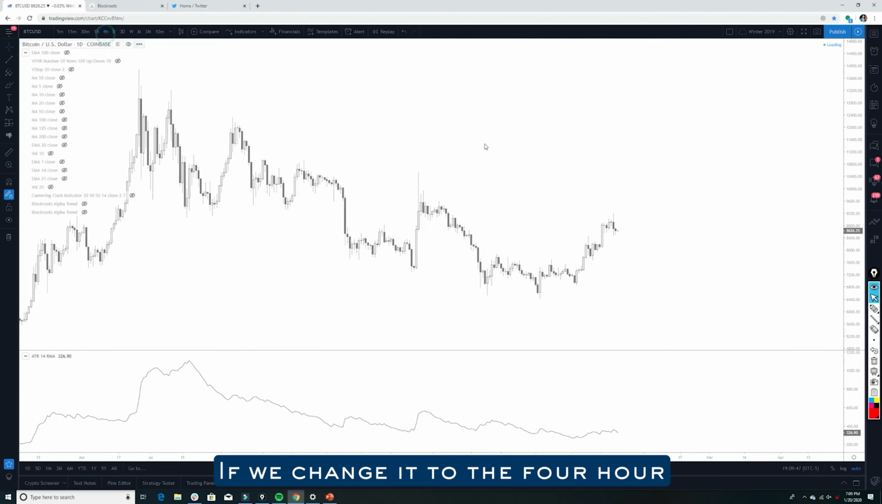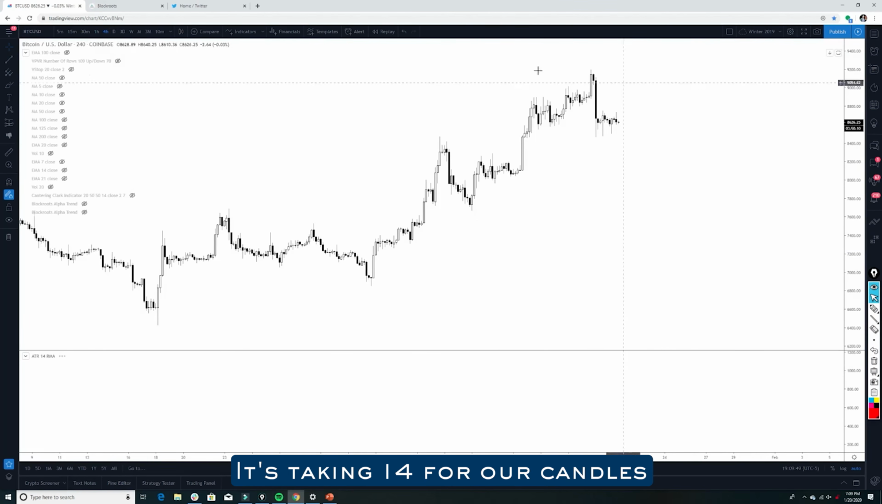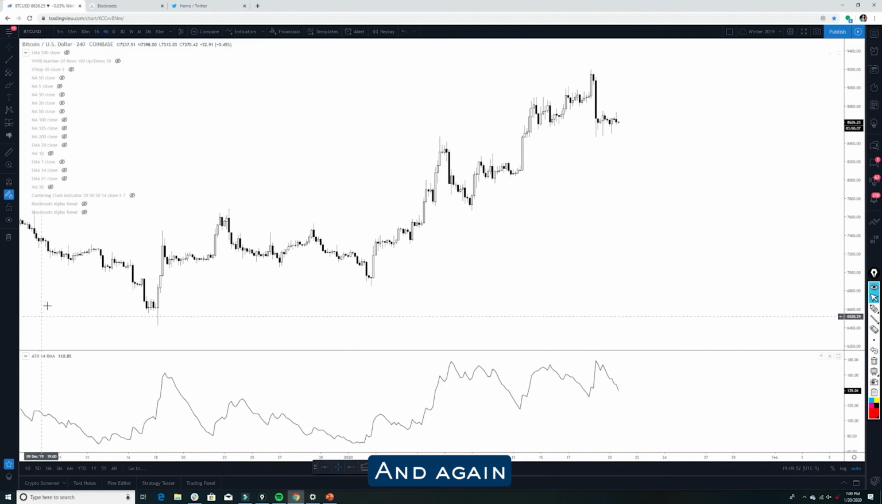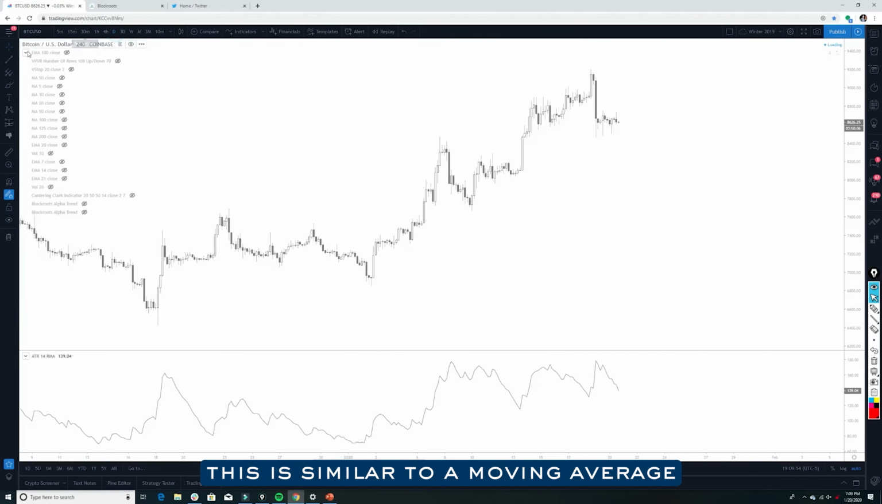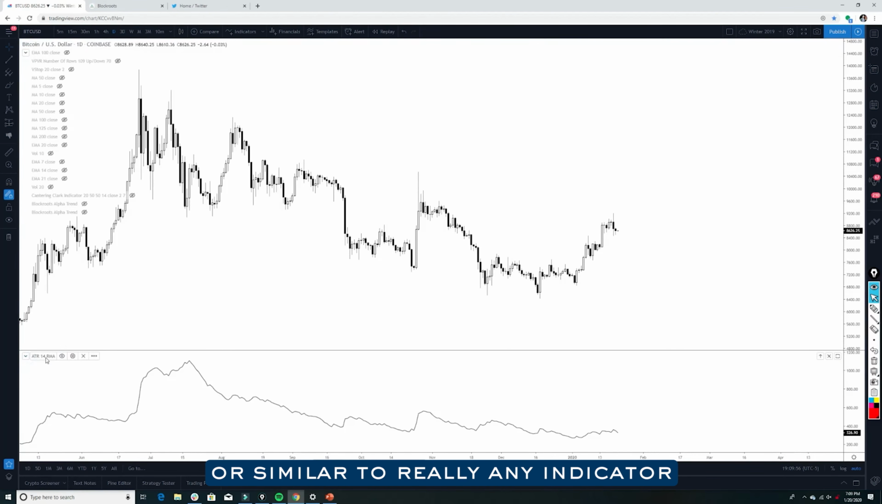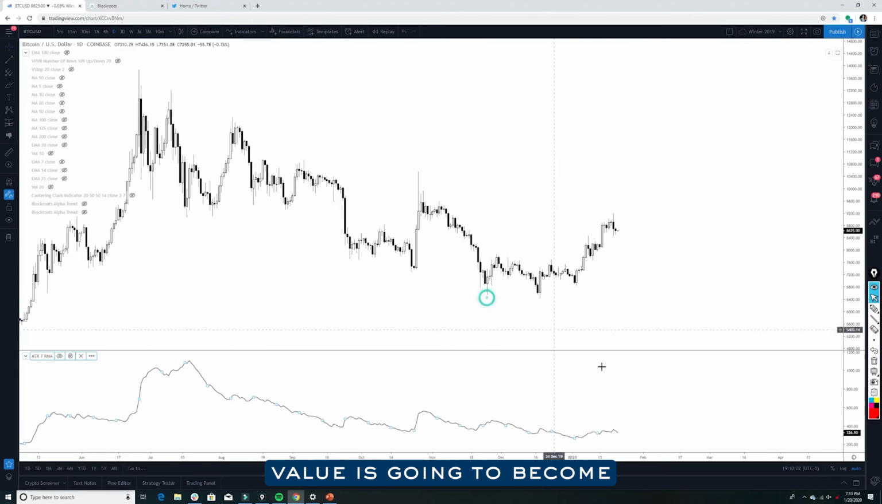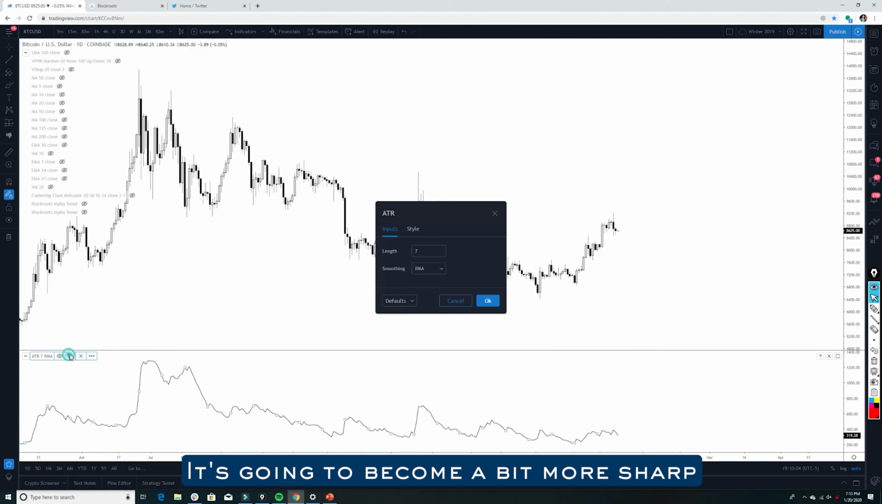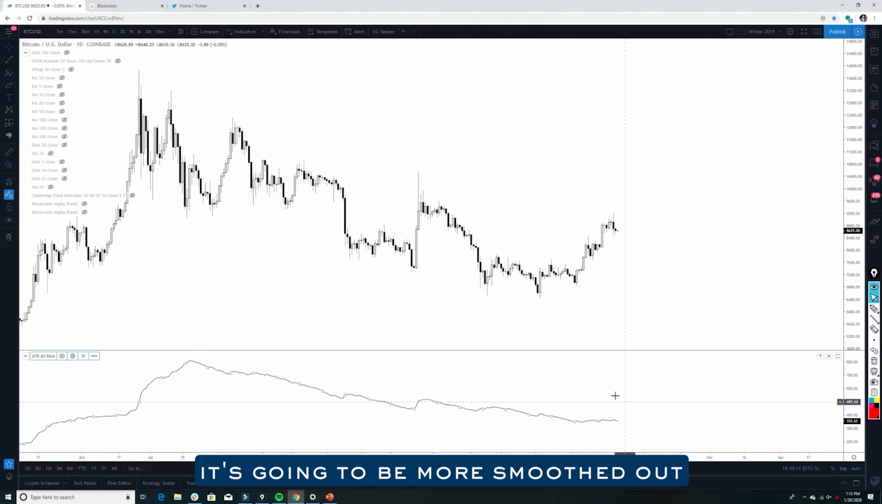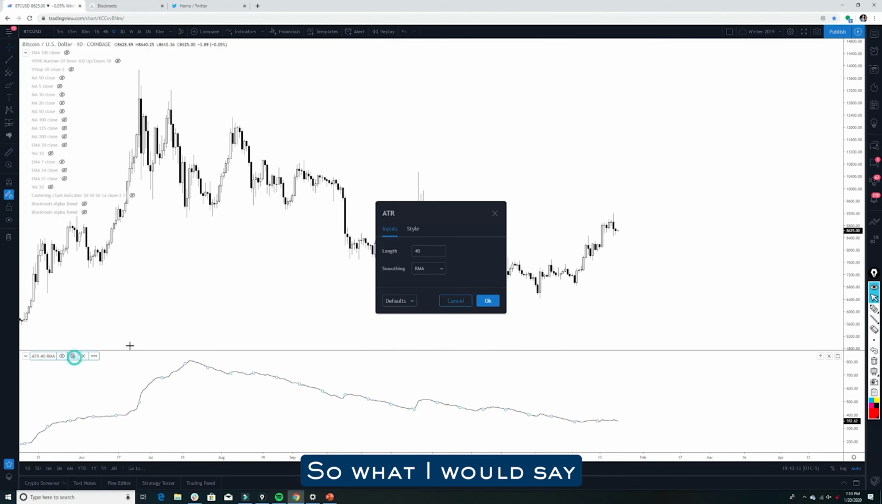If we change it to the 4 hour, it's not the daily anymore. It's taking 14 4-hour candles. And again, this is similar to moving average, or really any indicator, in that you could change the period setting. So with the ATR, if I change it now to a lower value, it's going to become a bit more sensitive. It's going to become a bit more sharp. It's going to reflect more recent values. If I put it on a longer period, it's going to be more smoothed out. So what I would say is keep it at around 14, so anywhere from 10 to 14.